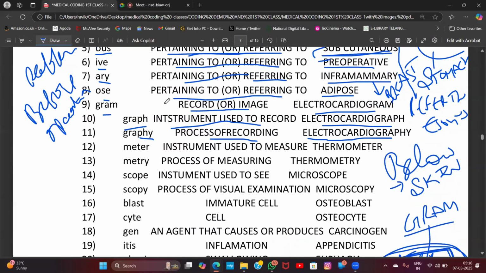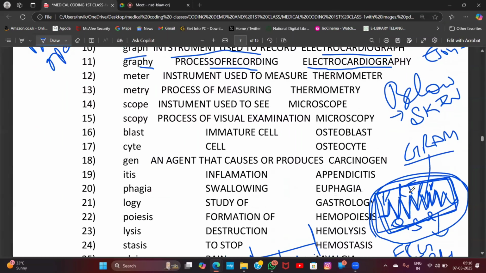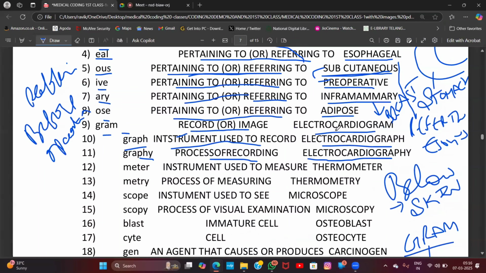Electrocardiography. What is meant by gram? Gram is nothing but record or image. These waves inside, this record we call gram. Electrocardiogram: the record or image of electricity of the heart is called an electrocardiogram.